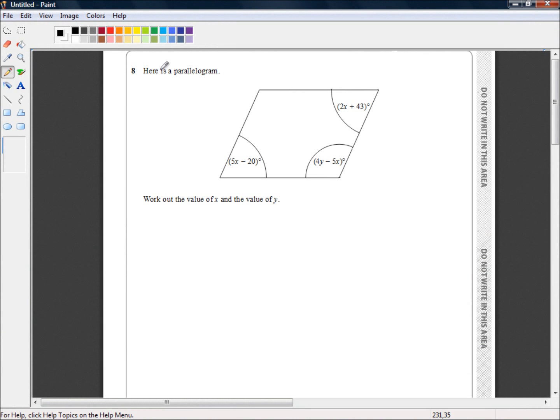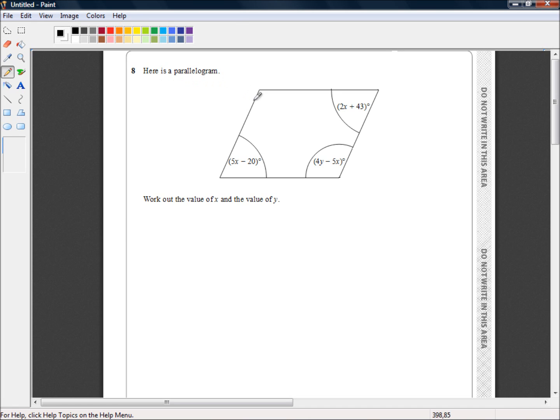Hello and welcome to the new style Edexcel GCSEs, the ones that go from grades 9 through to grade 1. This is paper 1MA1/1H. It's the first paper in the higher tier. It's a non-calculator paper and we're picking up in question 8.